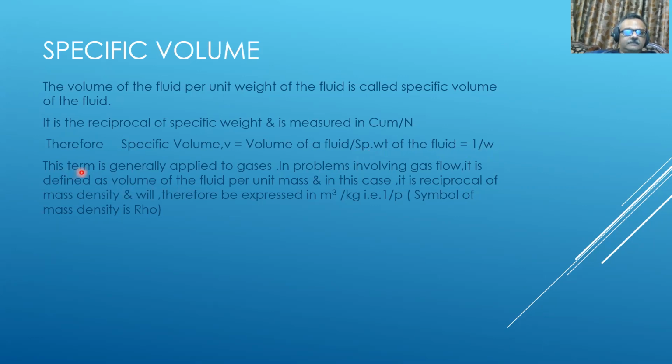So this term is generally applied to gases in problems involving gas flow. It is defined as the volume of the fluid per unit mass. In this case, it is the reciprocal of mass density and will therefore be expressed in cubic meter per kilogram. So the symbol of mass density is rho. Okay, students, now you can understand what is specific volume.